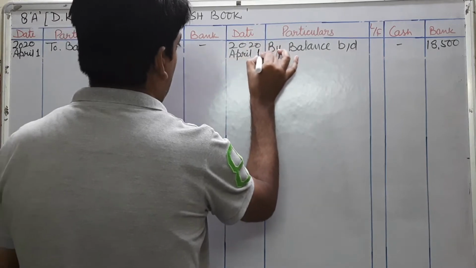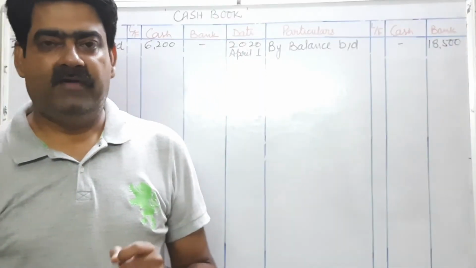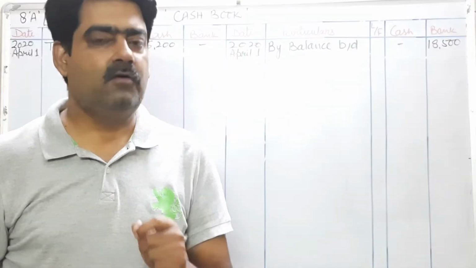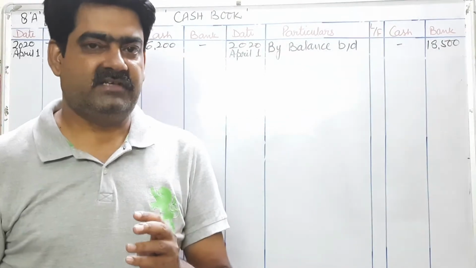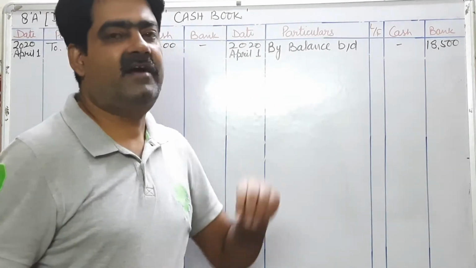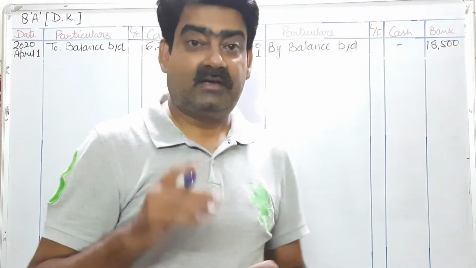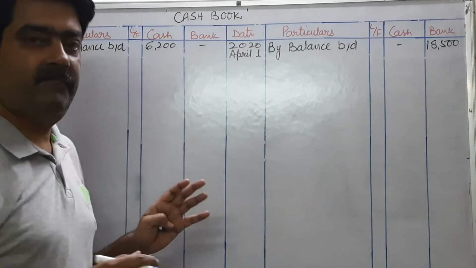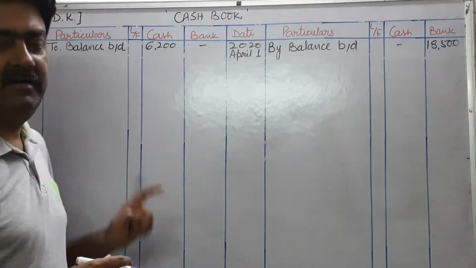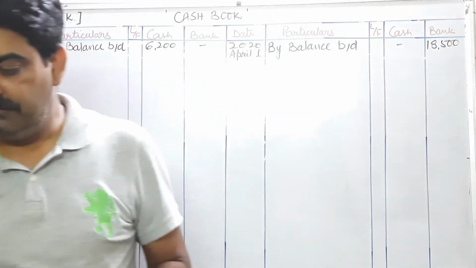Year is 2020 and date is April 1. Always remember, students, whenever you are given credit balance of bank or bank overdraft, in such cases that balance of bank will come in credit side of your cash book. And always remember one thing more, cash in hand balance will always be a debit balance, so it will come in debit side.